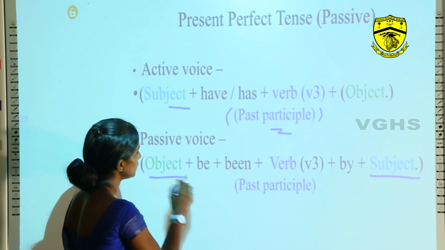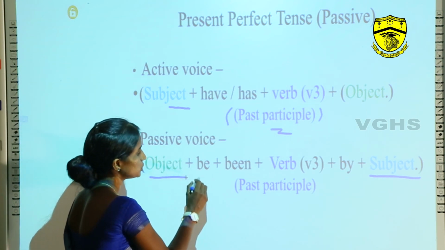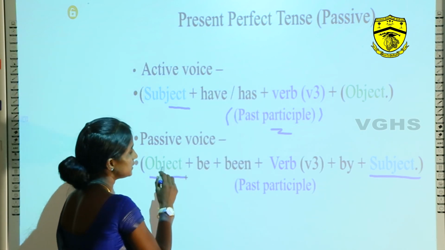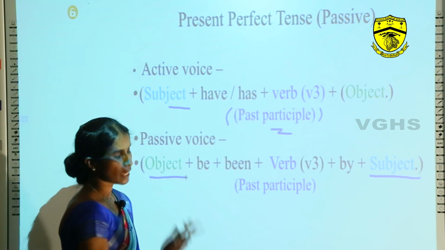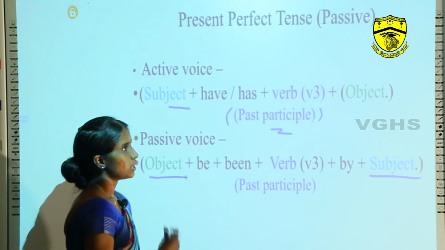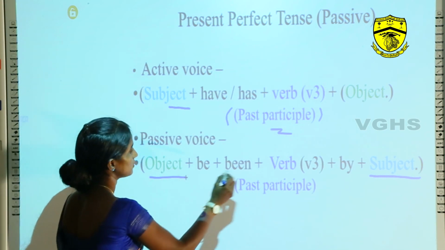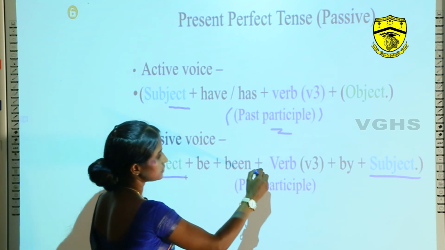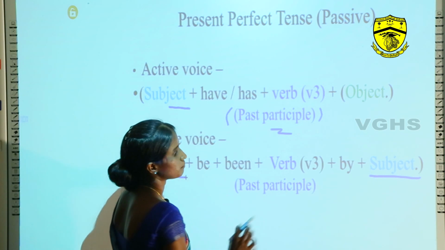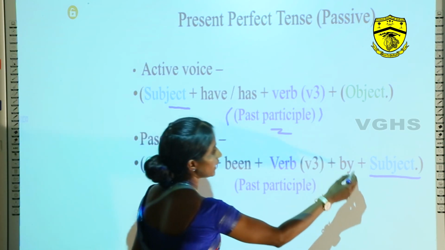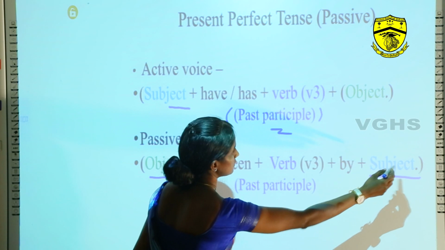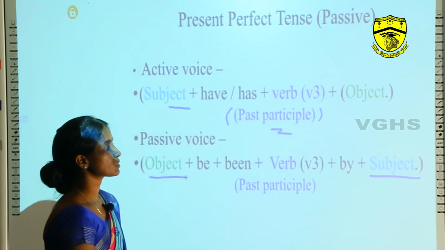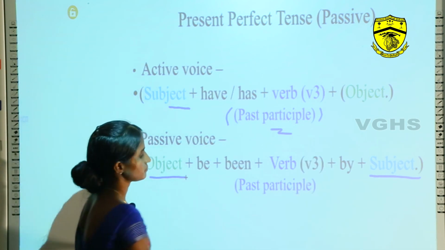In the passive voice, first the object, then we put the be form. Be form means have or has. If the object is singular we use has, and if the object is plural we use have. Then we put been, then verb 3, the past participle of the verb. Then you can add by, then the subject. This means the doer of the action, who is going to do this action.